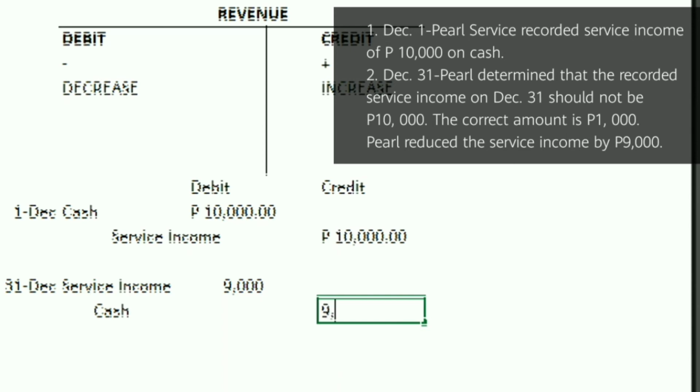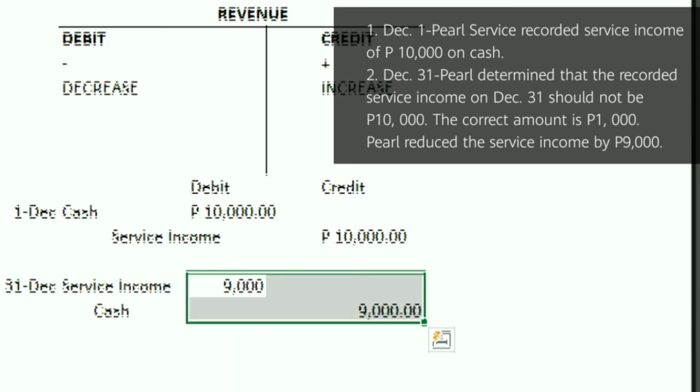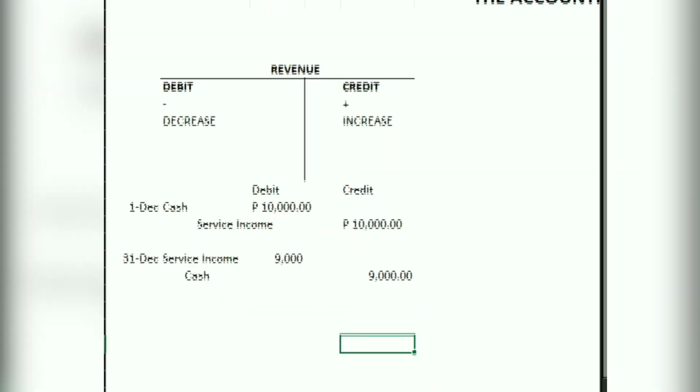Dapat always equal yung amount, both sides, debit or credit, pag nagre-record tayo. Kasi, should always be equal.